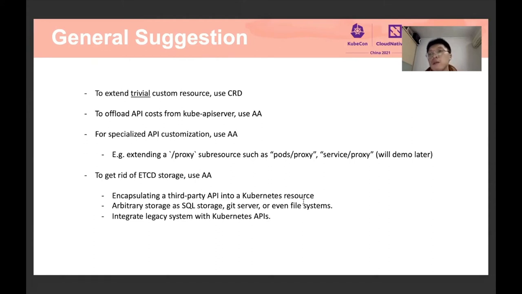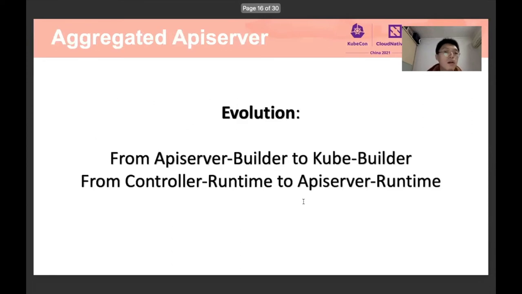So by replacing the storage layer of etcd, we can easily encapsulate our third-party APIs into Kubernetes resources, and also adopt other types of storages, and even integrate your legacy systems into the Kubernetes clusters.